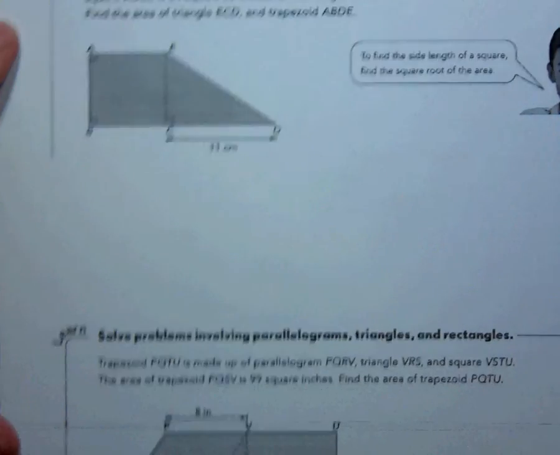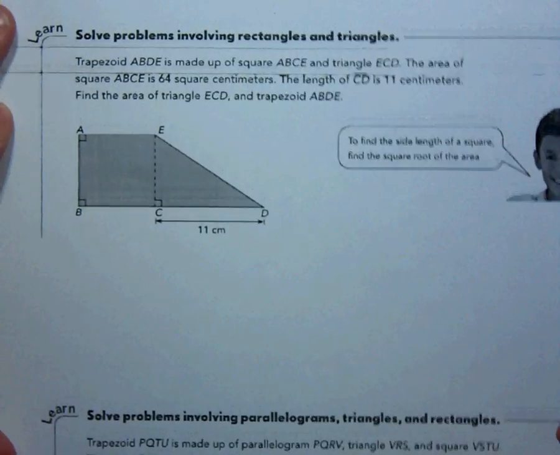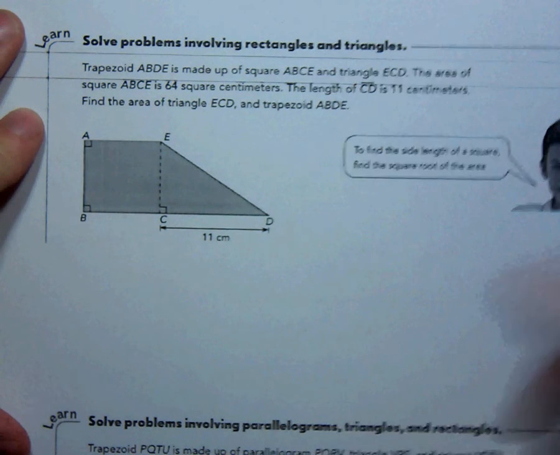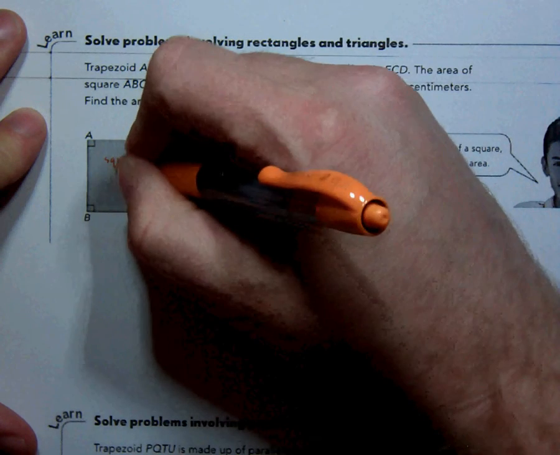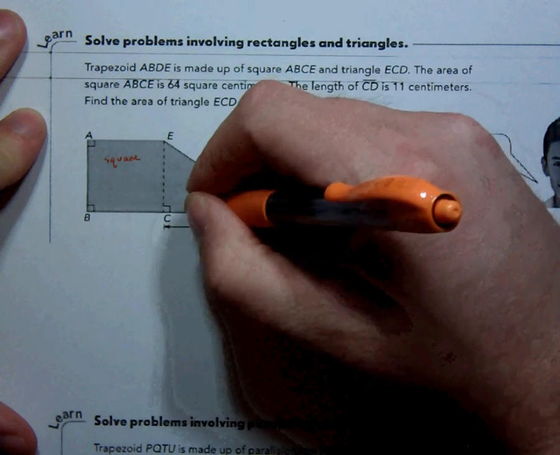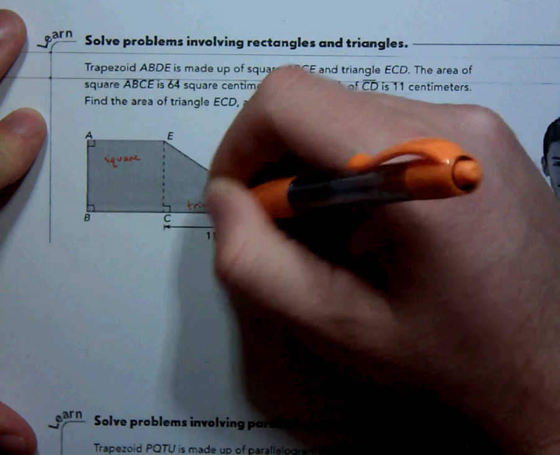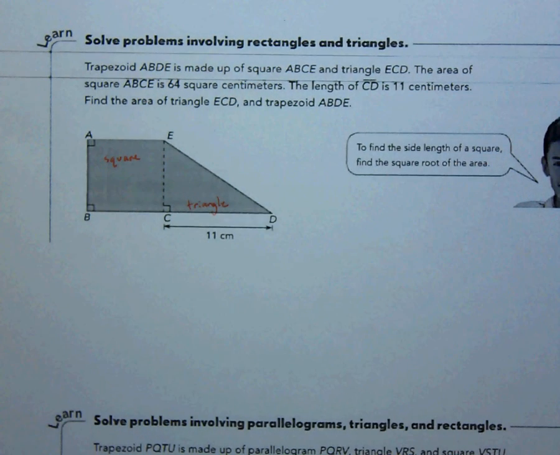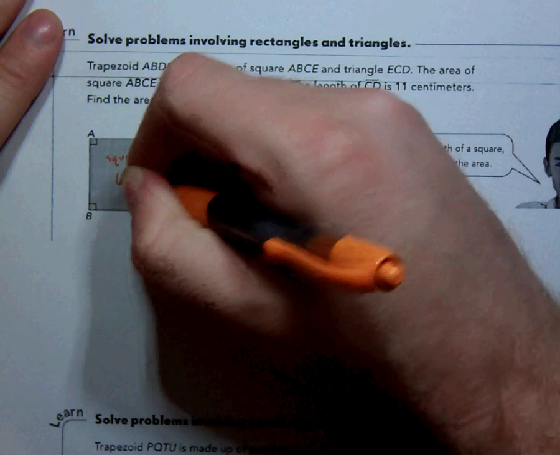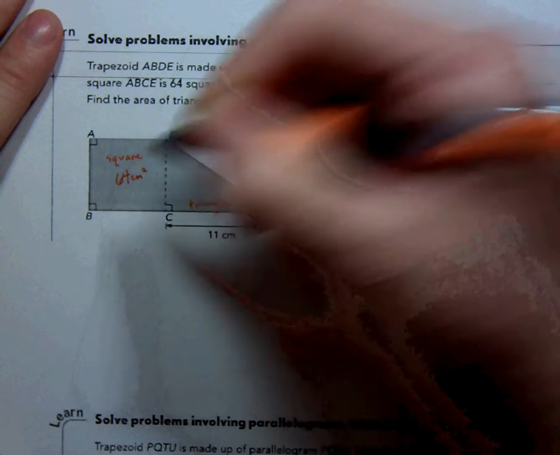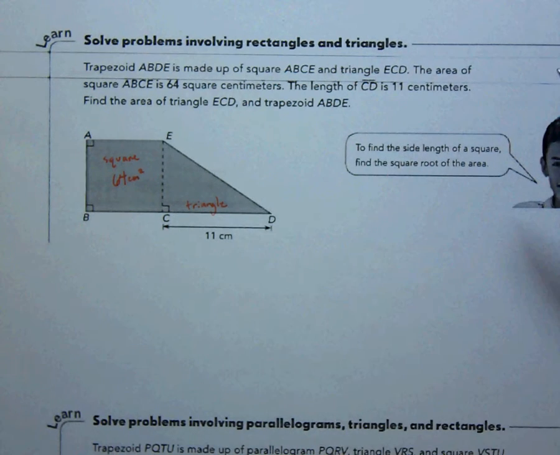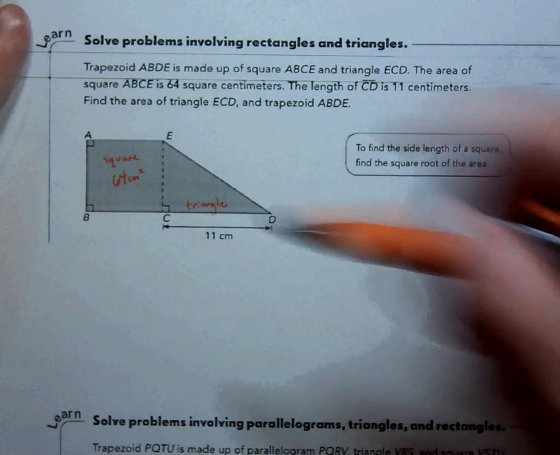So I have this. I say trapezoid ABDE is made up of a square and a triangle. So this is a square and this is a triangle. And that's important, especially the fact that that's a square, because that'll come into play in a minute. The area of the square is 64 centimeters squared, and the length of CD is 11. That's given to us. Find the area of ECD.